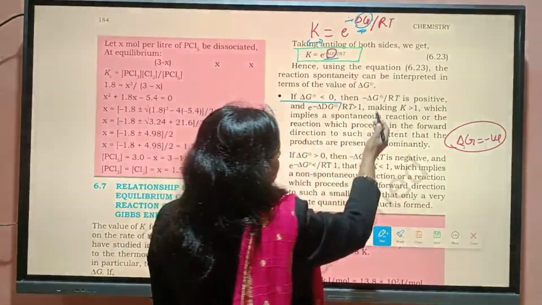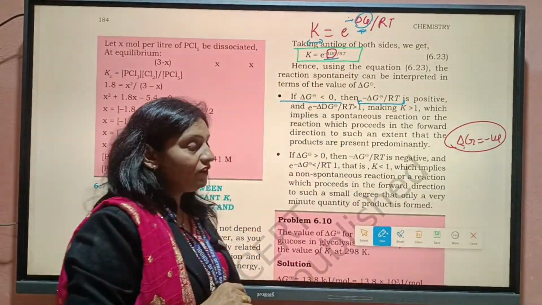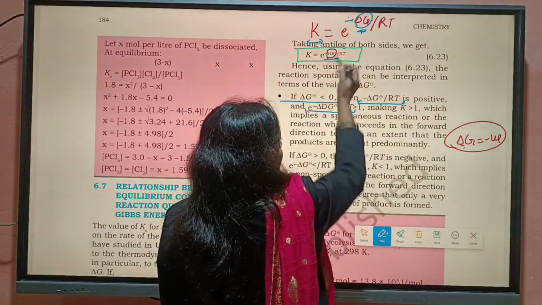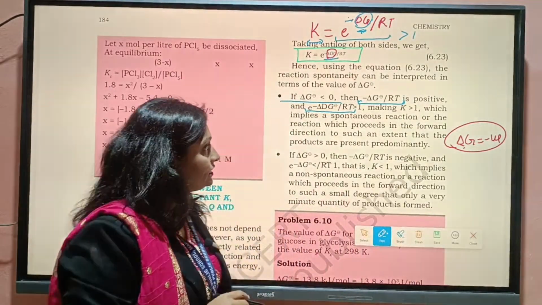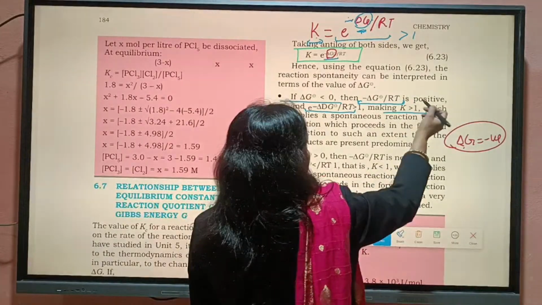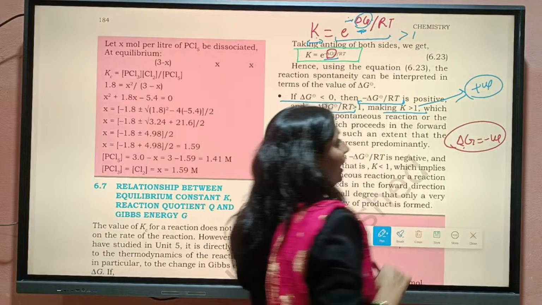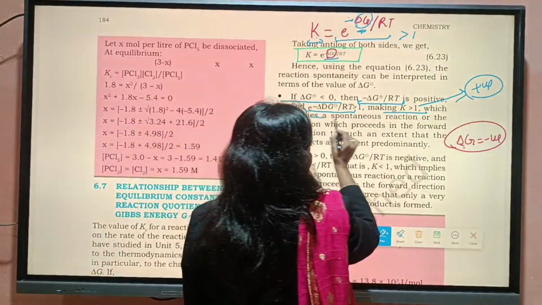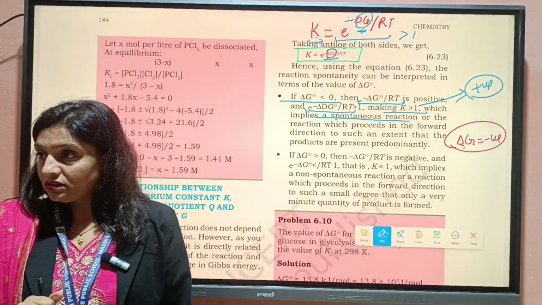Okay, so here students, this overall value is positive, and if this value is positive, this overall value will be greater than 1. So we can say K is also greater than 1, which means it is positive. And if K is positive, it means our reaction will be spontaneous.